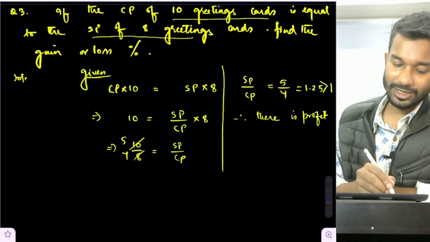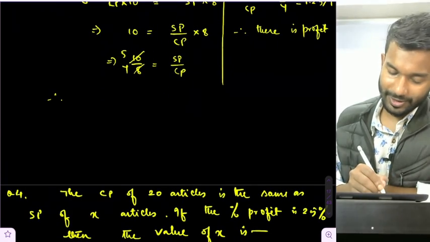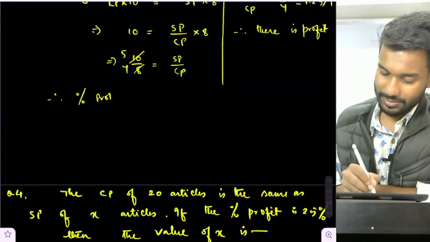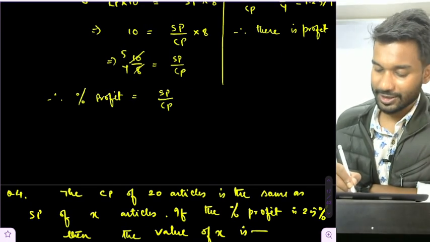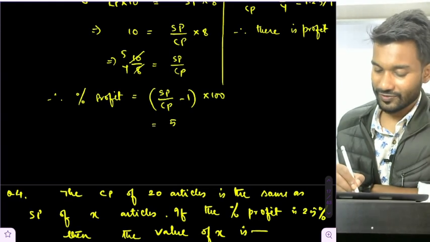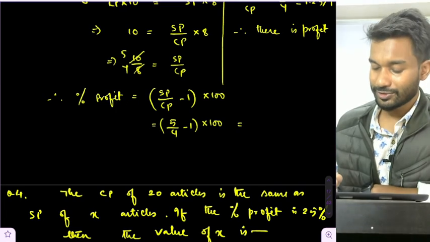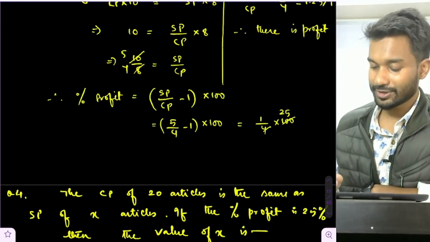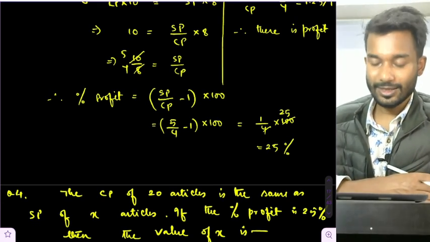They're asking what is the percentage gain or loss. Therefore, the percentage profit is equal to SP by CP minus 1 into 100, which is 5 by 4 minus 1 into 100, which gives us 1 by 4 into 100, that is 25. So the answer will be 25% profit. I hope it is clear.